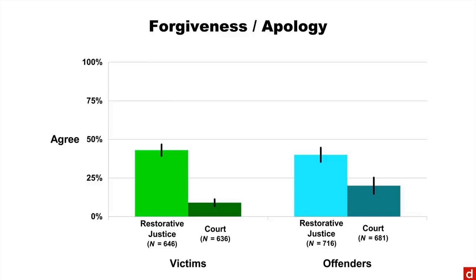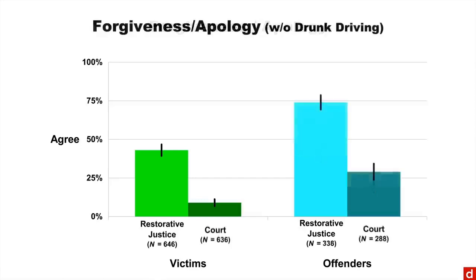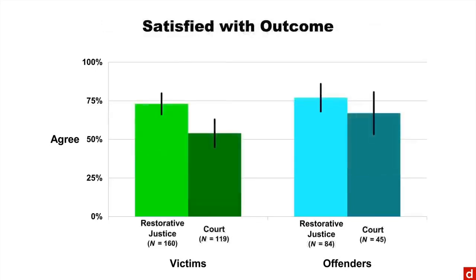Now, it also turns out that I need to qualify this a little bit because a bunch of the studies included drunk driving with no injuries or accidents. When we take them out, we see a huge change. And then we can go to whether a person's satisfied with the outcome. Again, we see an advantage for restorative justice.